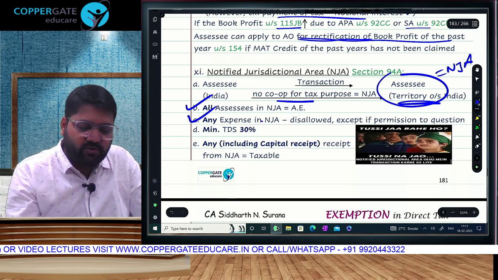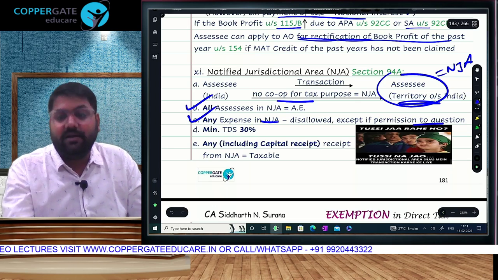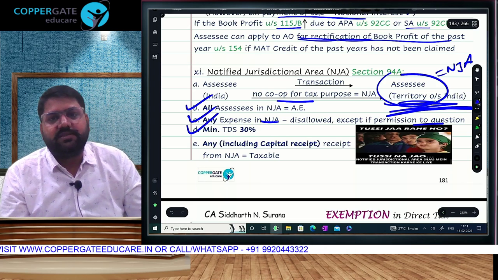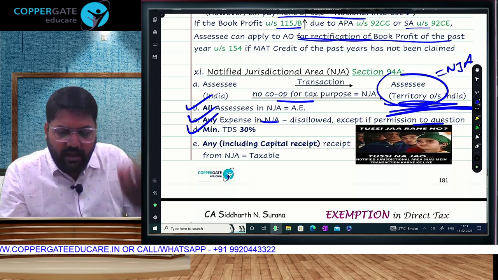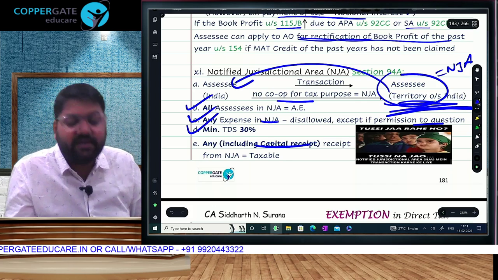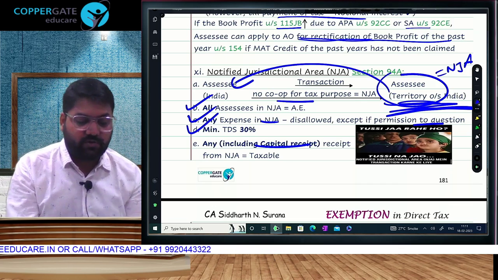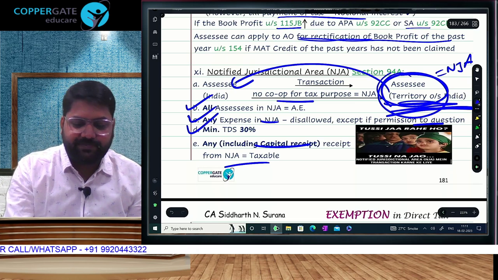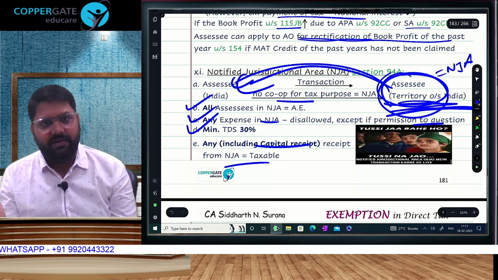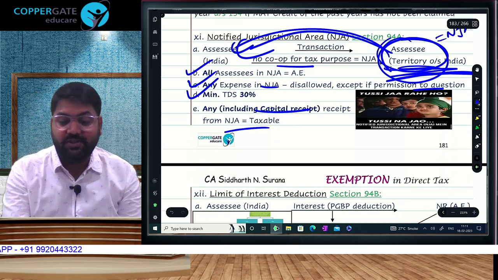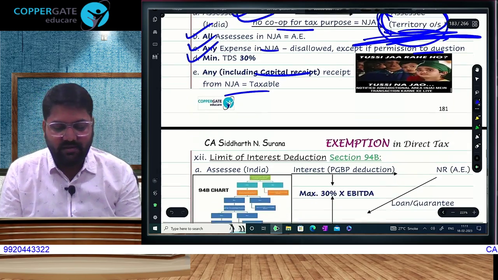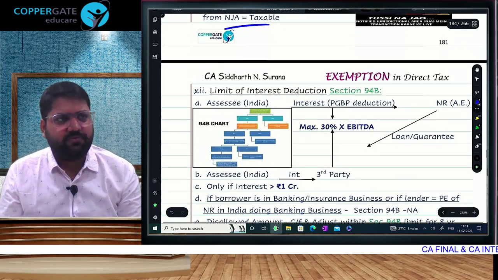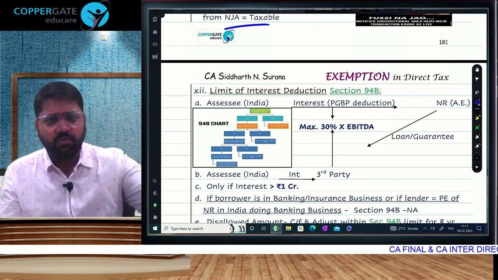If you do any expense over there, it will be disallowed, except if we are allowed to do questioning without government interference. For that also, minimum 30% TDS has to be deducted. Any money that you receive from there, including a capital receipt or a loan taken from there, will also be treated as your taxable income, because it is possible that your undeclared money is parked here and you are bringing it in the form of a loan. Even if it is a loan, because we don't know who is the owner here, we will treat it as your taxable income. Cyprus was notified, then it is now removed. So, I don't have it in the book also.